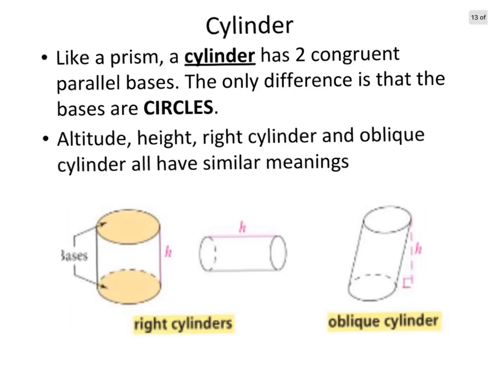In this video, you will learn about cylinders and how to calculate the surface area and volume of a cylinder. A cylinder is a prism-like figure, except that it has two parallel bases, and the key difference is that the bases are circles. The height, altitude, right cylinder, and oblique cylinder all have the exact same meaning as before.